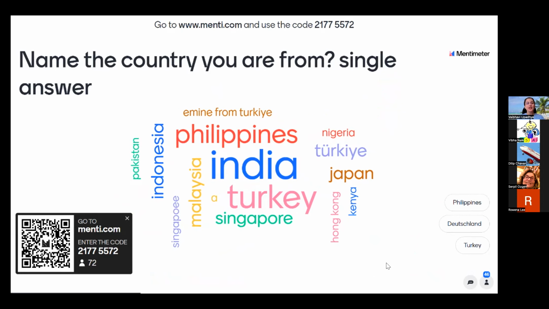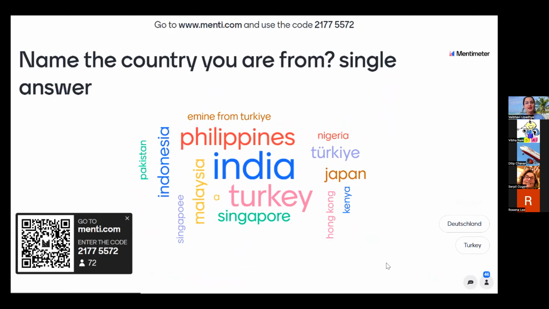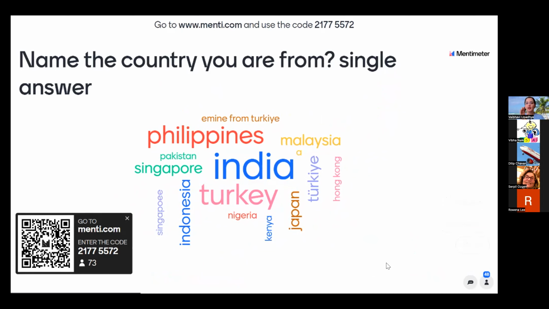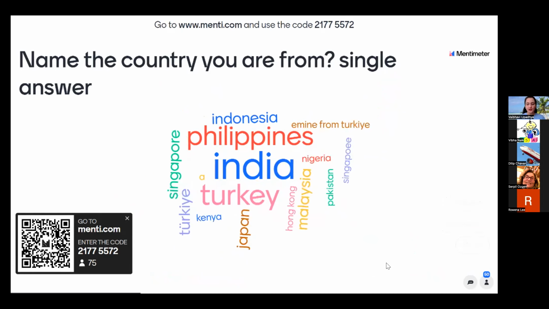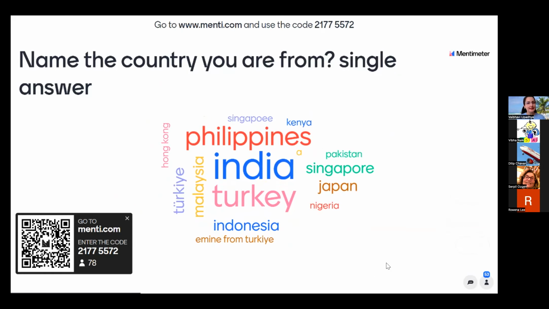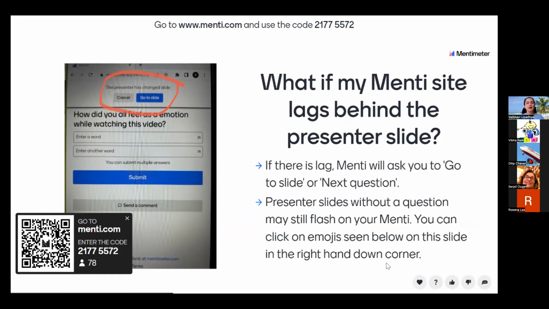If you note, you could actually enter a single answer, because after that the Menti must have said, okay, that's it, one single answer is allowed. But this is just one aspect of Menti. I'm going to take you to the next slide to explain a particular aspect that may trouble you. For example, I have changed my slide here, but your Menti might still lag and be on the previous slide. Just in case this happens, do not worry.